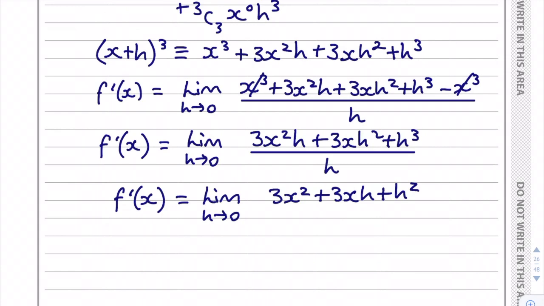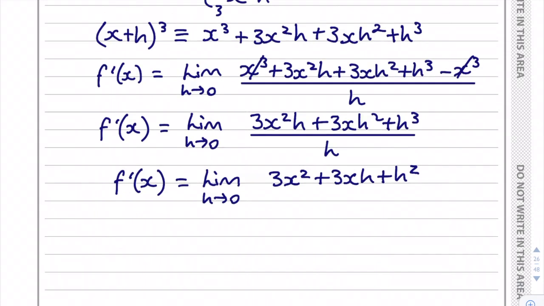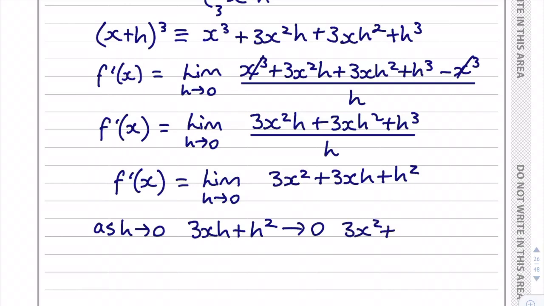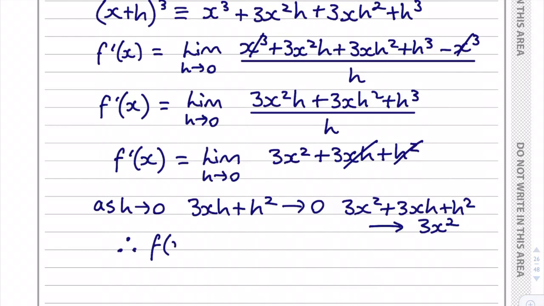So what's going to happen is, as P1 gets closer to P2, the value of h is going to get closer and closer to 0. It's going to tend to 0. So what that means is, you could say down here, as h tends to 0, 3xh plus h squared will also tend to 0 because they contain values of h. And of course the whole limit, 3x squared plus 3xh plus h squared will tend to 3x squared because the value of 3xh will disappear and the value of h squared will disappear. So therefore we can say that function x, which is x cubed, when we differentiate it, we get 3x squared.